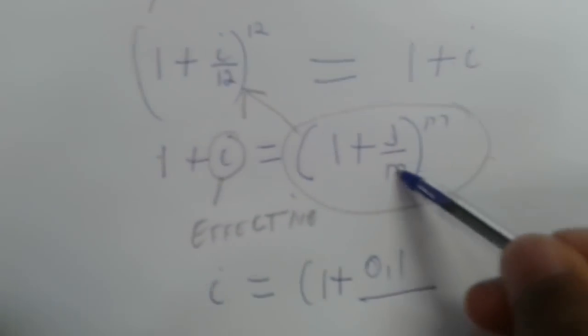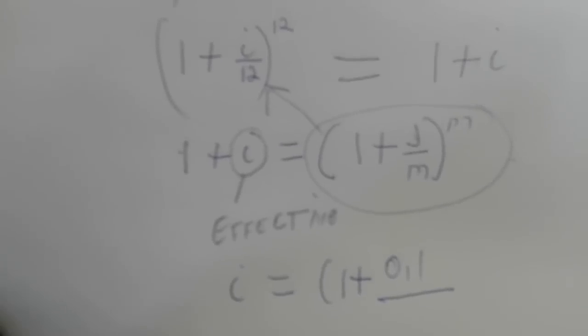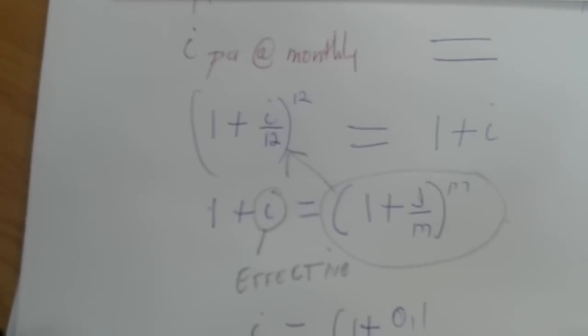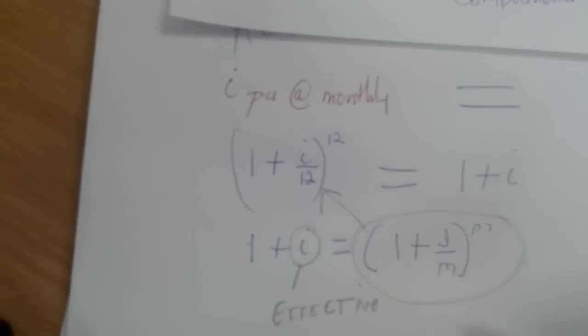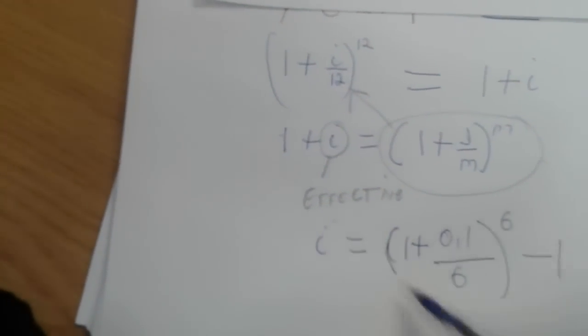your J is now your 0.1 divided by your M. Remember, by now you should know what M is. M is the number of compounds in a year. So if it's 2 monthly, it means this is 6, and then you close, and of course it's also 6. But remember, we said the 1 must go there, so it's now minus 1. But remember, whatever answer you get here, it will be a decimal. It must still be multiplied by 100%. So let's quickly do that.